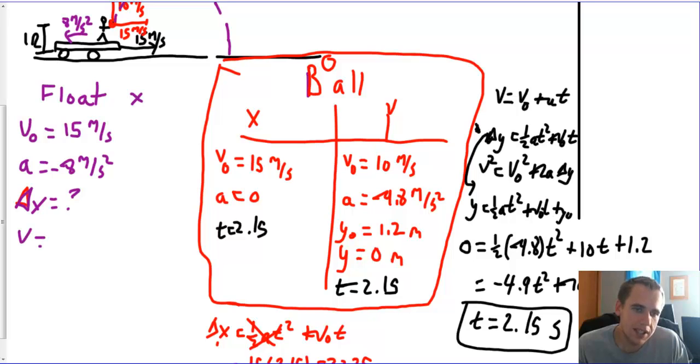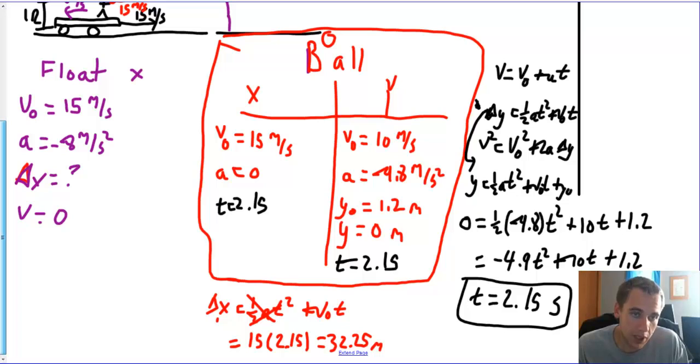So I do know the final velocity is 0. Okay? So let's figure out what I know. I know an initial velocity, I know a final velocity, I know an acceleration, and I would like to know how far the float goes. Okay? Well, I can use the third equation if I come over here and look.